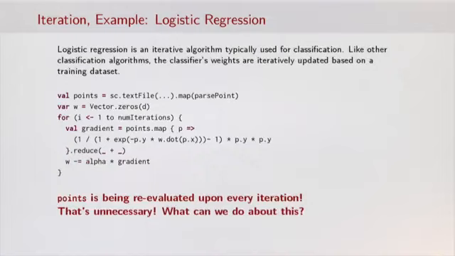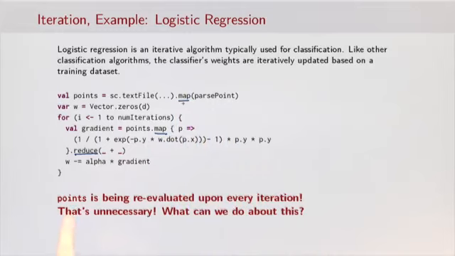Well, the short answer is that we're doing a lot of work that we don't have to do. Remember, transformations like map get reevaluated every time an action is used. So we do have one map here, which gets reevaluated when we call this reduce here, but we also have a map here. That means we're applying this map function again and again and again when we don't have to. So points is being reevaluated on every iteration.